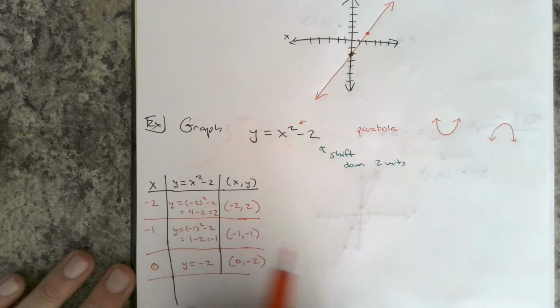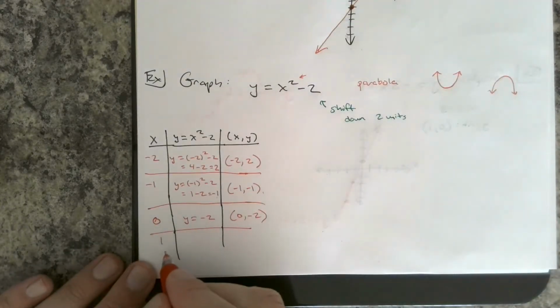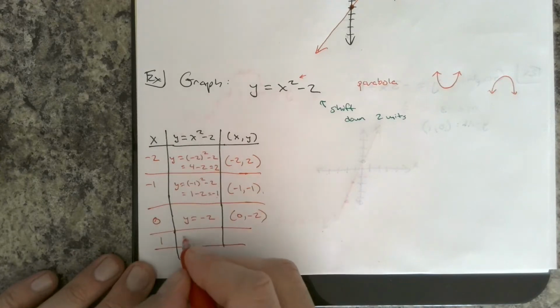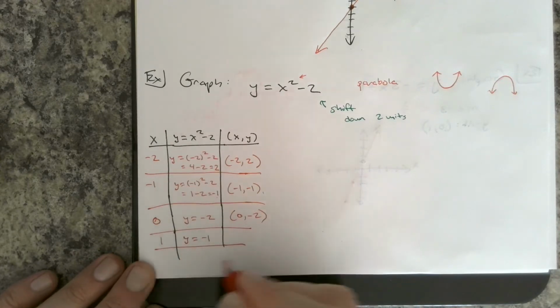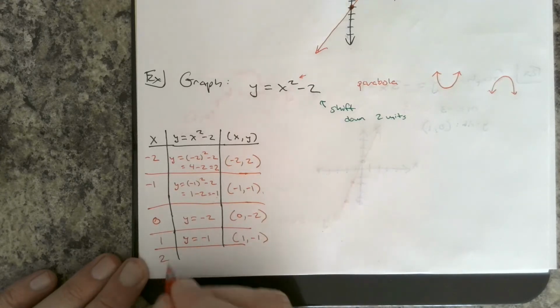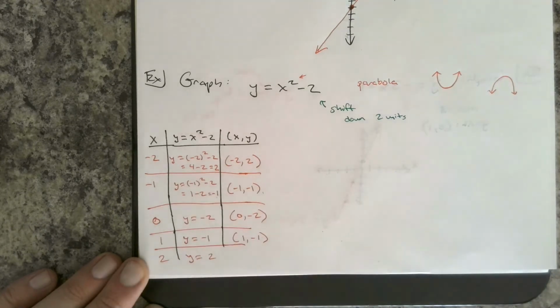And we could continue with just a couple more points on the other side. When x is 1, we'd have 1 squared. 1 squared is 1 minus 2. So we get y equals -1. So you'd have the point 1, -1. And I'll just choose x equals 2 for the last point. We'd have y equals 2 squared is 4, minus 2 gives us 2. So we would have the point 2 comma 2.